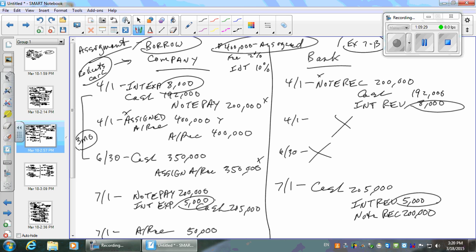What interest rate did they pay? How much did they borrow? No, they didn't get 200. They got 192. Both times they got 192, right? They borrowed 192. How much interest did they pay? 13,000. How long did they have the money borrowed for?